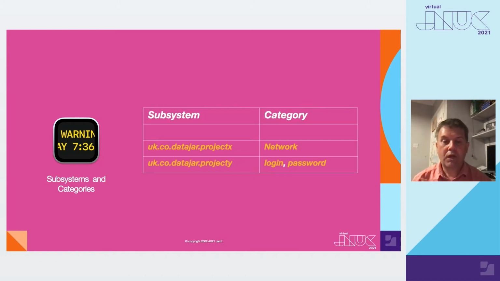As an example, I might have one application called Project X, so it has a unique subsystem. I may only have one category, it's down to the developer, but then you've got a second application called Project Y, and that might have multiple categories. By using a combination of subsystem and category, we can start narrowing or focusing on the logs that we're interested in.